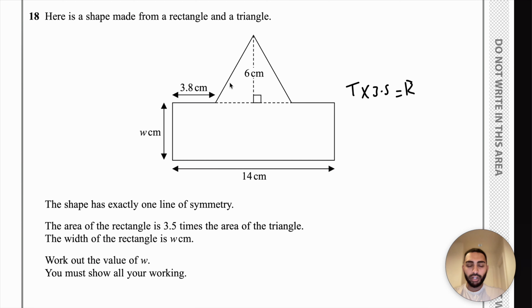We need to find the area of this triangle. We need to find the area of this rectangle so that we can find W. Let's first concentrate on this triangle. I can see I've got a length of 3.8 and it told me that the line of symmetry goes down the middle. So this line would be 3.8 and this line would also be 3.8.